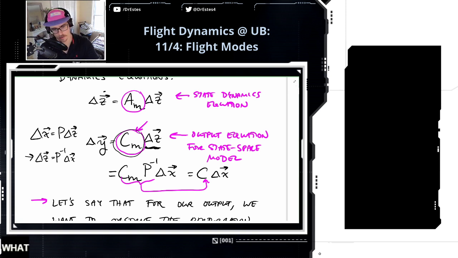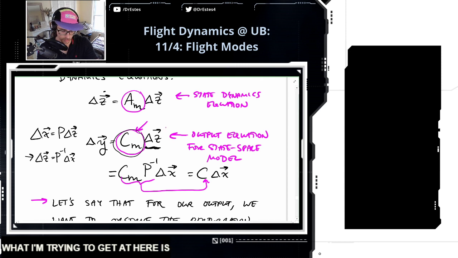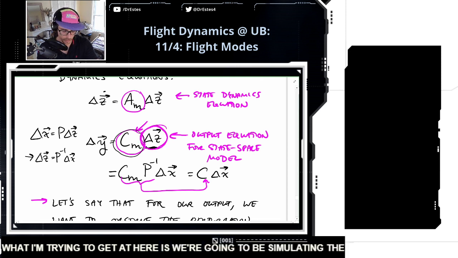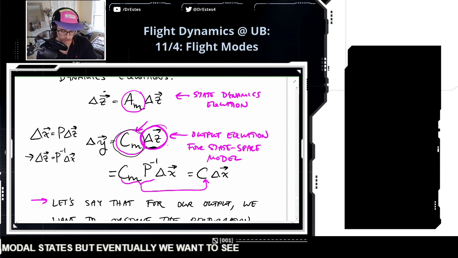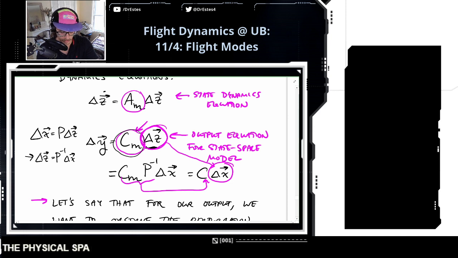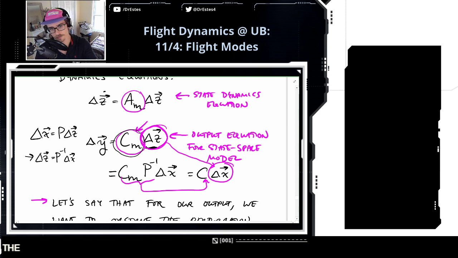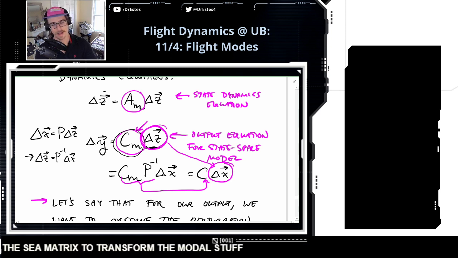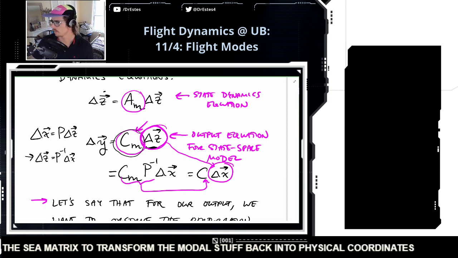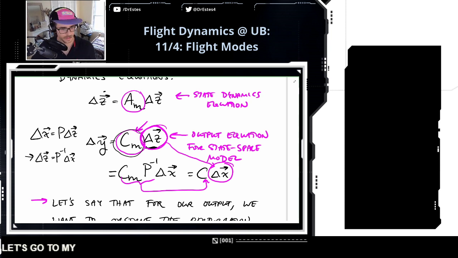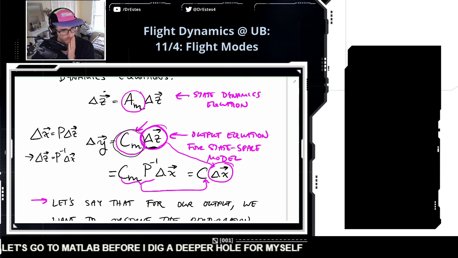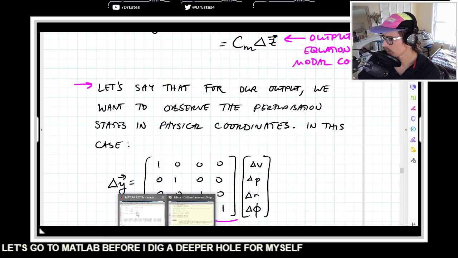What I'm trying to get at here is we're going to be simulating the response of the modal states, but eventually we want to see how the modes manifest themselves in the physical space. And the way we're going to do it is we're going to use our selection of the C matrix to transform the modal stuff back into physical coordinates. Okay. Let's go to MATLAB before I dig a deeper hole for myself. Let's go to MATLAB.